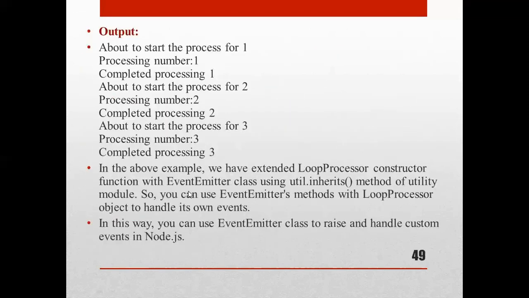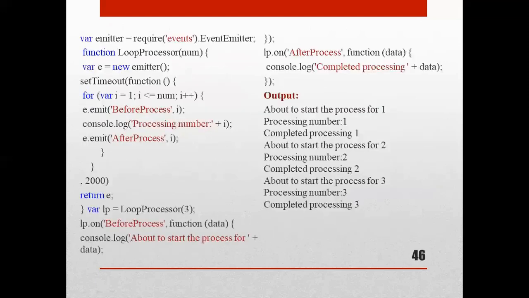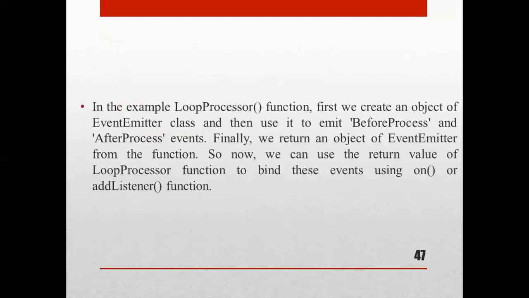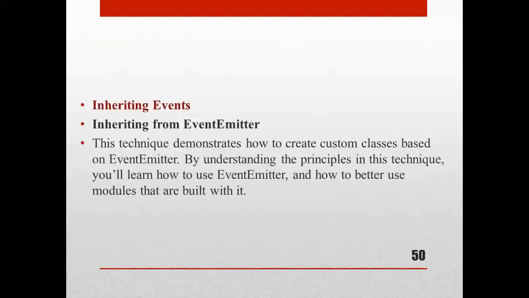Here you can see that for extending that, we have used the util.inherits method from the utility module so that we can use the event emitter's methods with the loop processor object to handle its own events. So in this way, we can use the event emitter class to raise and handle custom events in Node.js. We have seen returning an event emitter from a function and extending the event emitter class. Now we will move towards inheriting events.